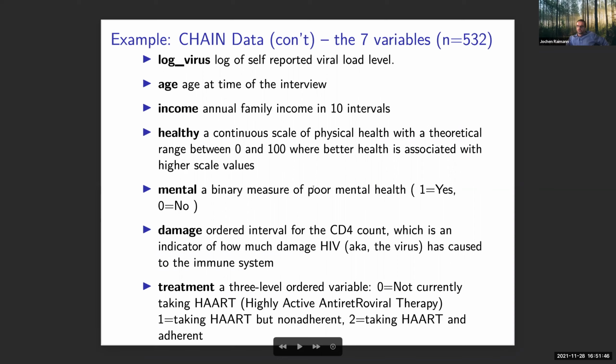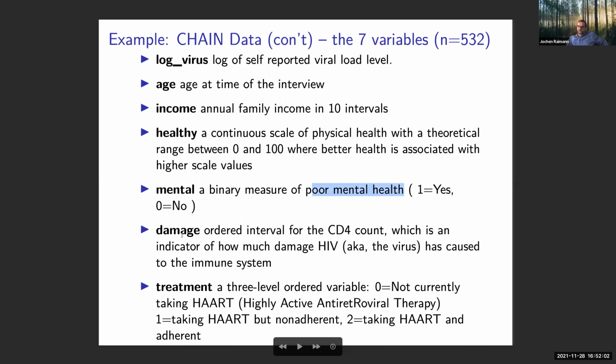Mental is a binary measure of poor mental health. I'm not sure, but this possibly also comes from the SF-36, which has a physical health component and a mental health component. But I don't know, it's coded as a binary measure. So this is, for now, what we need to know for this example.